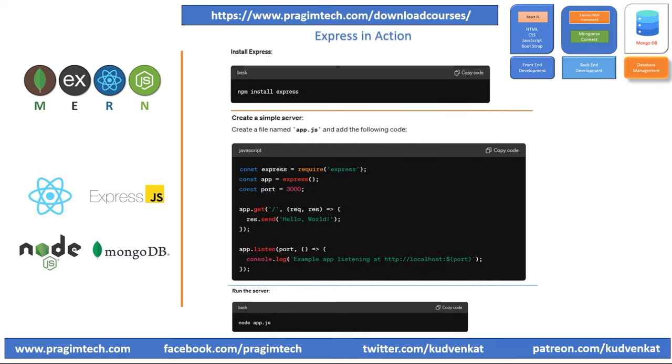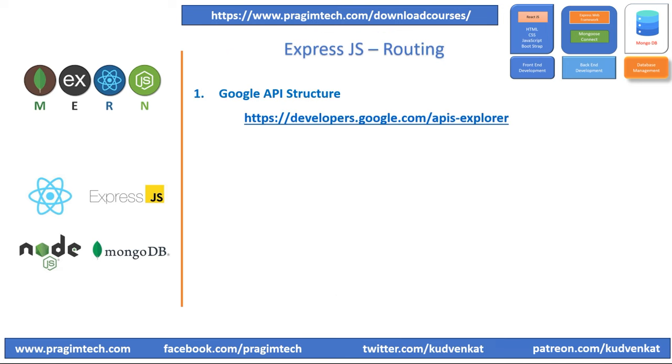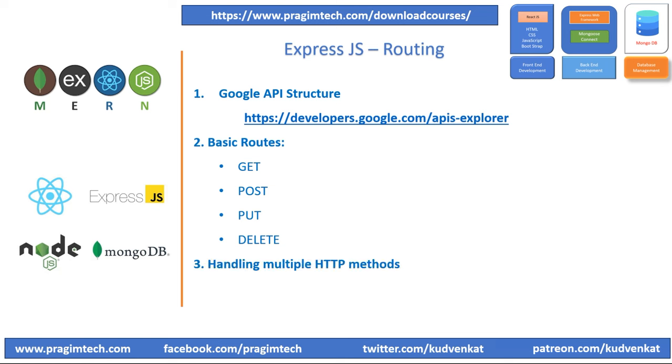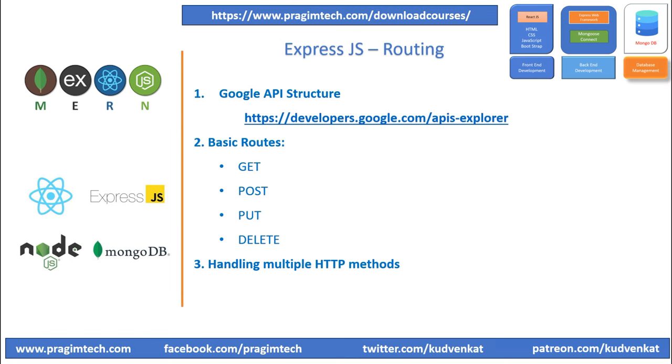In the previous session, we created a simple Get API using Express.js. In this session, we will understand the API standards followed by Google. We'll explore the basic routes such as Get, Post, Put, and Delete, and we'll handle multiple HTTP methods using Google standards. We will be following Google standards in creating the APIs.